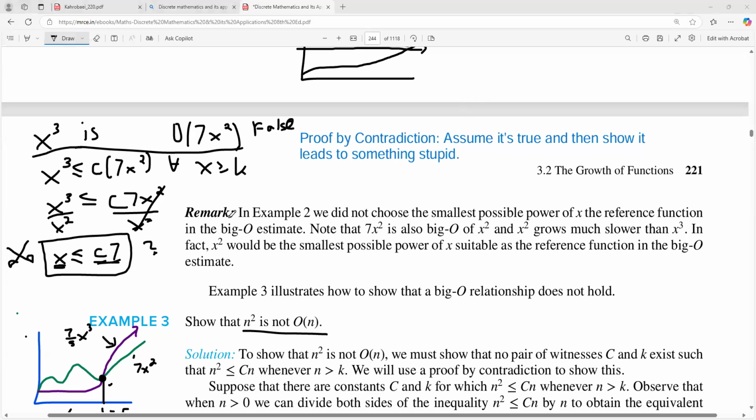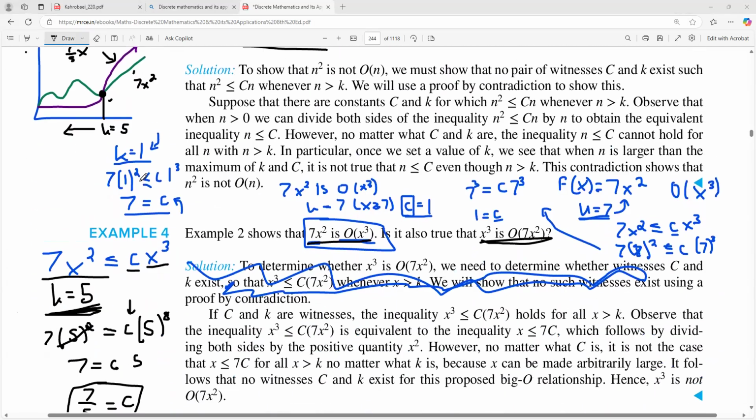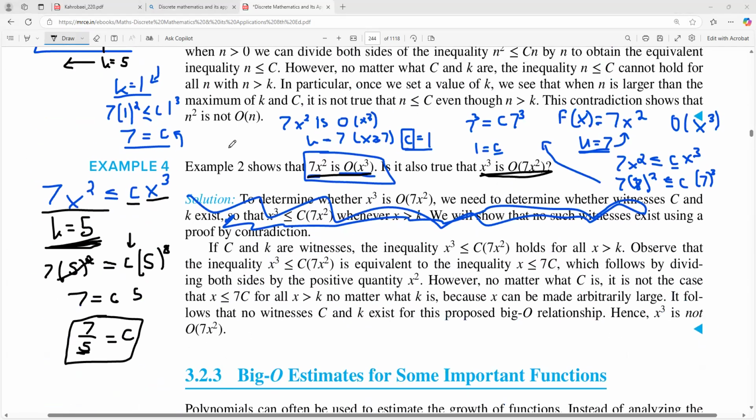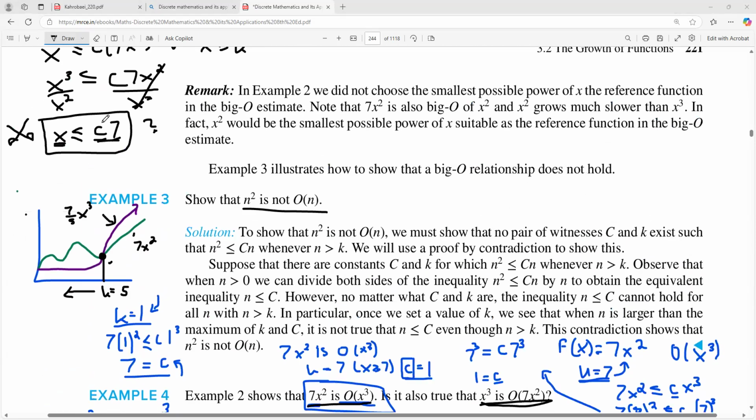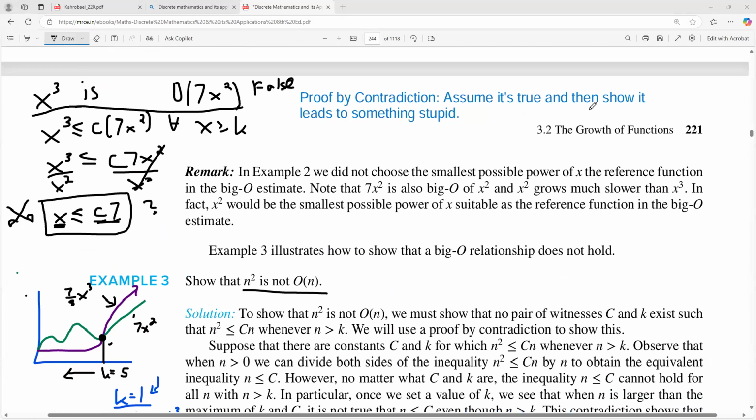We'll move on to big omega, big theta, etc. But these are the main usages of big O. Proving it is, and then usually if you want to prove something isn't, you want to use proof by contradiction. Assume it's true and then show it leads to something stupid. This is what is stupid: you can't bound a variable by a constant. Any questions?